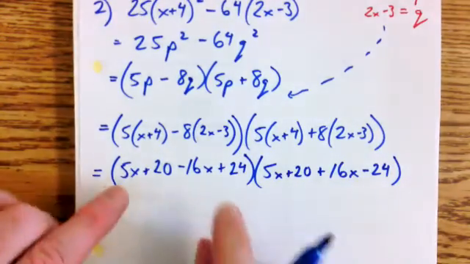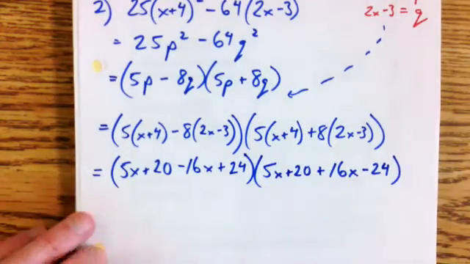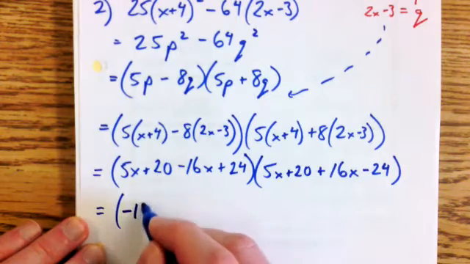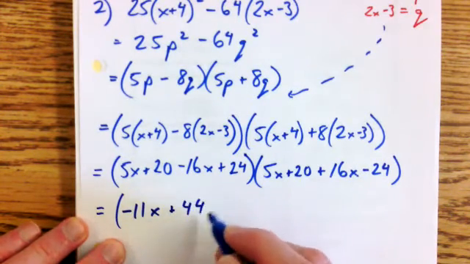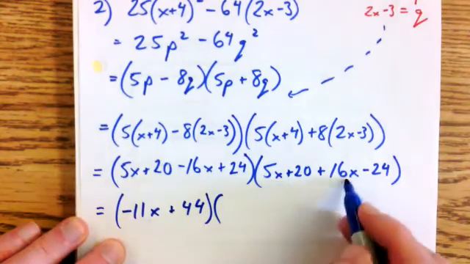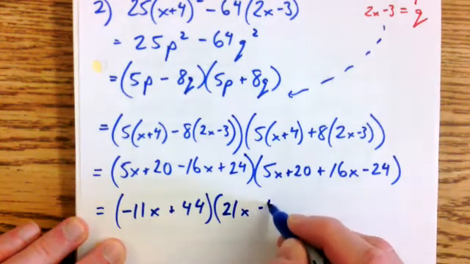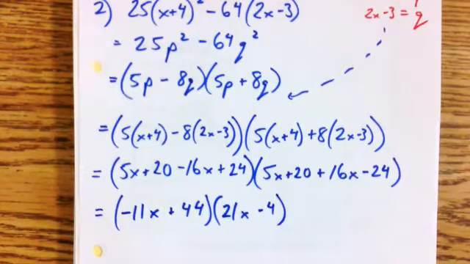Now we collect like terms. We have single x's and constants, so this will be much smaller and cleaner. 5x minus 16x is negative 11x. 20 plus 24 is 44. 5x plus 16x is 21x. 20 minus 24 is negative 4. It looks weird. You have that negative in front. I hate the way that looks. I want to change that. But it's fine. It's totally correct.